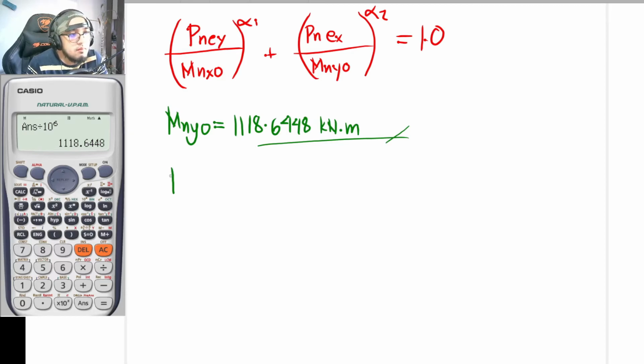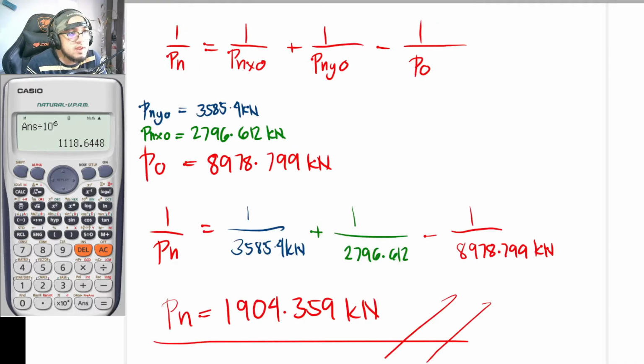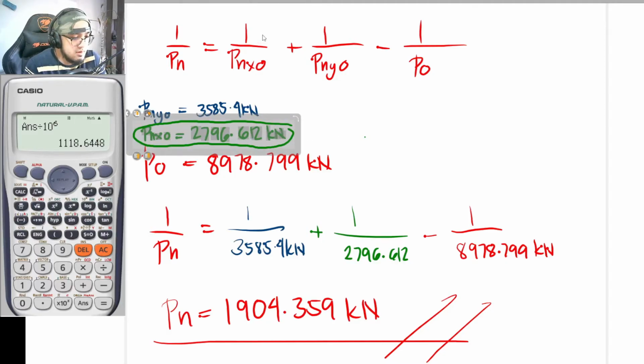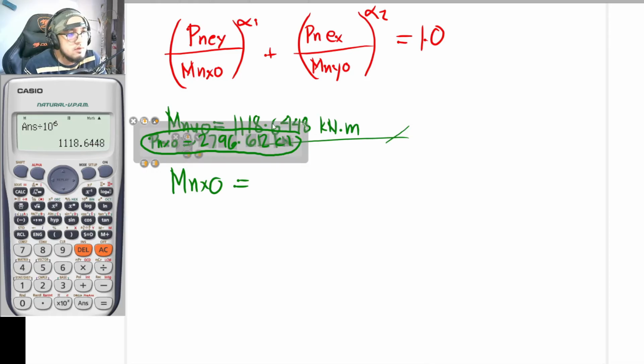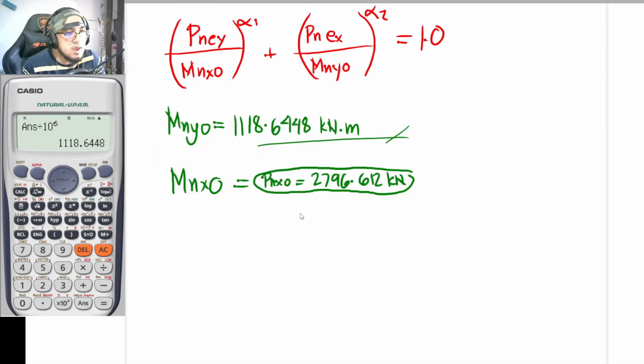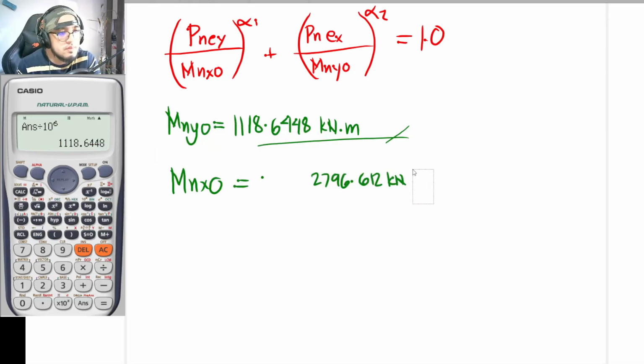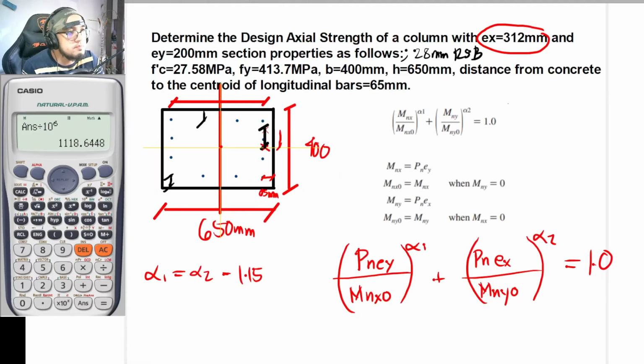Okay, so for our MNXO, guys, ganun na din lang gawin ko. Nasolve na din lang naman natin yan kanina. So your MNXO is PNXO times our lever arm. Teka, kopyahin ko lang. Baka makalimutan ko eh. So that is to be PNXO times lever arm, and our lever arm is to be equal to 200 mm.